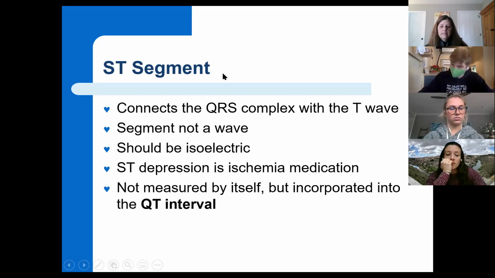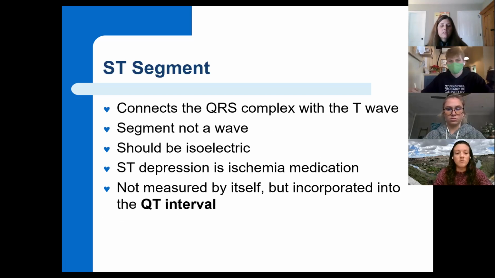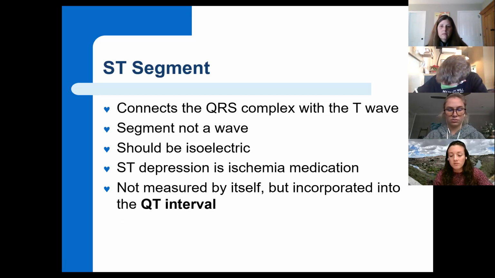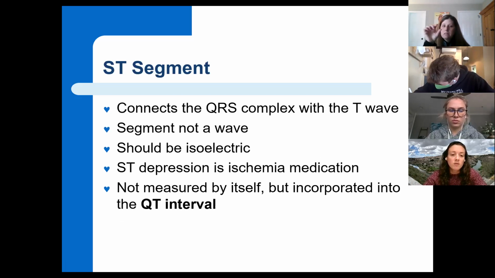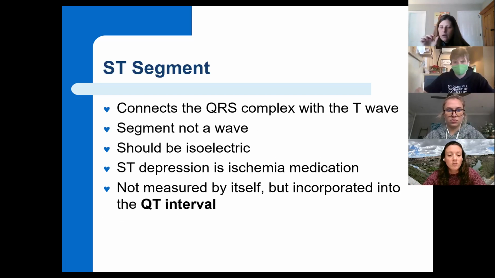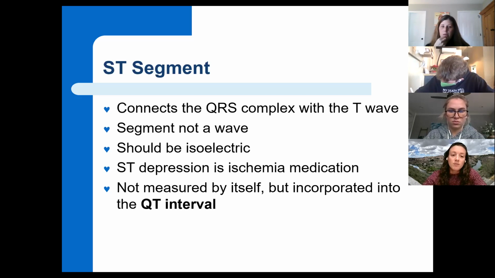Now, the ST segment connects the QRS complex with the T wave. We'll look at some examples. I'll point that out, okay? It is not a wave in and of itself. It's a segment. It's a period of time where you will see the voltage go back to that isoelectric line. It may not be perfectly on it, but it should be evident enough, okay?